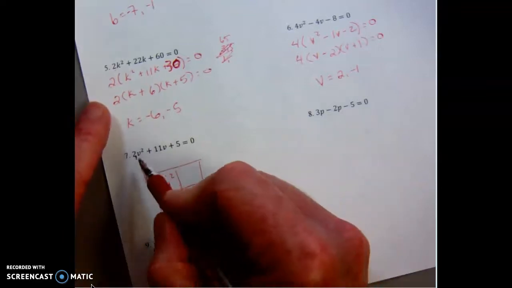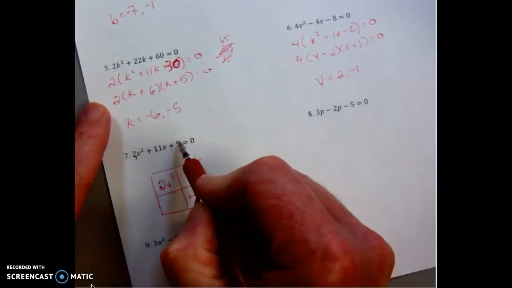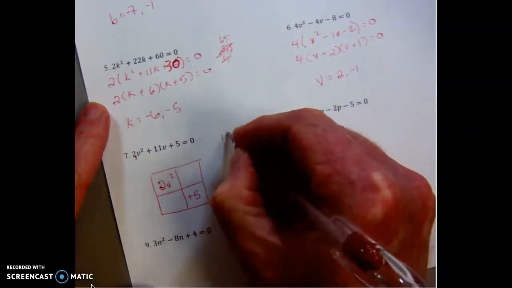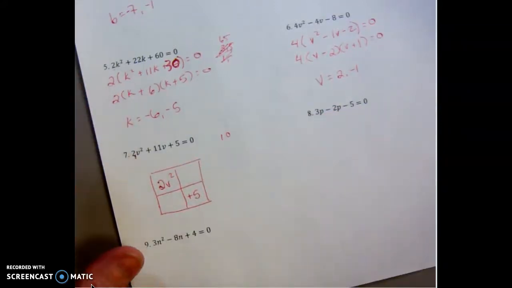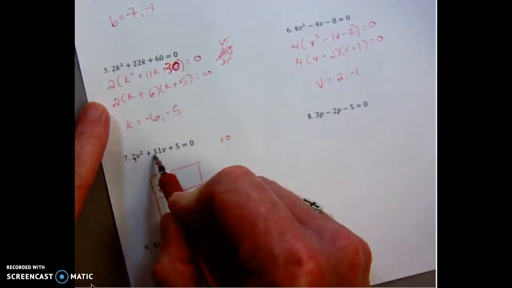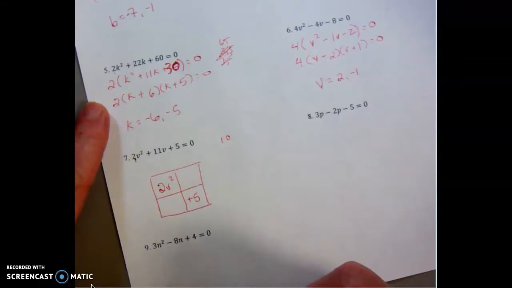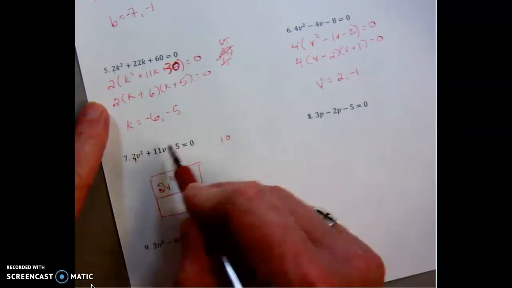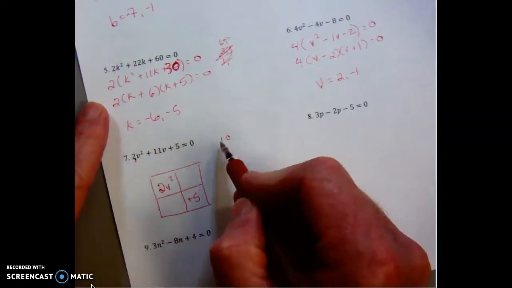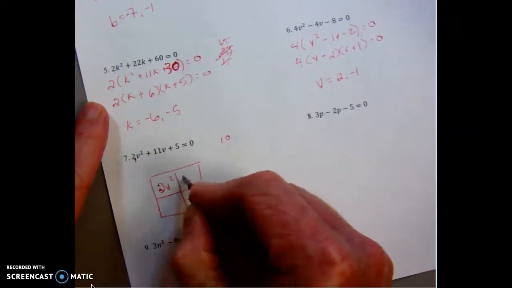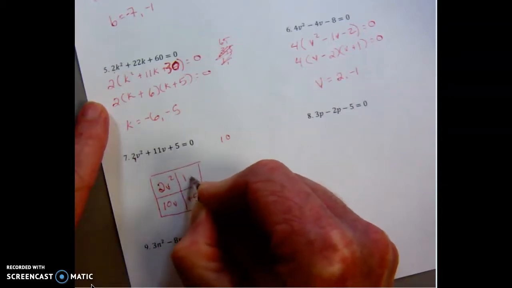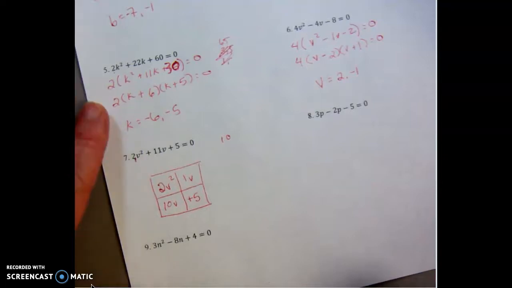Now, I'm going to take the first term times the last term. So 2 times 5 is 10. So now I need factors of 10 that give me a positive 11. In this case, my factors of 10 that give me a positive 11 must be 10 and 1. Doesn't matter which place I put them in. So 10v and 1v. Either one is okay.